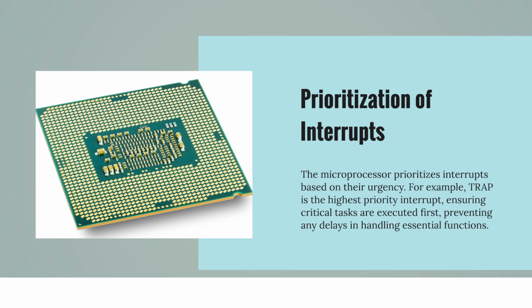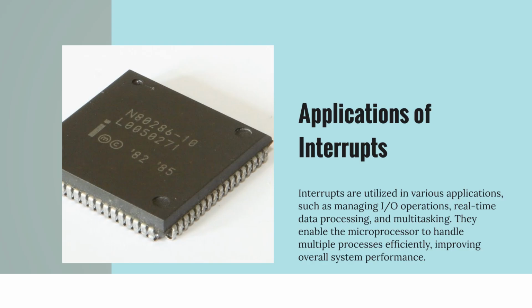The microprocessor has defined different priorities for the interrupts based on their urgency. For example, TRAP is the highest priority interrupt, which ensures the critical task is executed first, preventing any delay in handling the essential functions. The applications of interrupts are many. For example, it manages I/O operations, deals with real-time data processing and supports multitasking. It enables the microprocessor to handle multiple processes efficiently, improving the overall system performance.